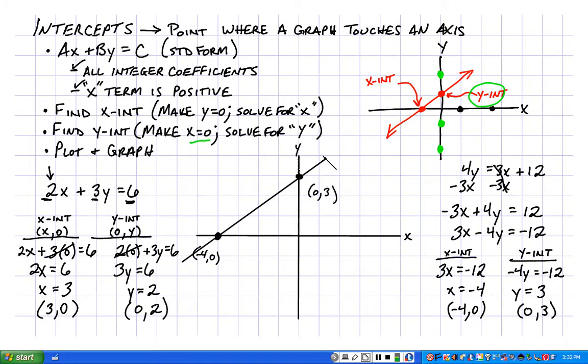Alright, so graph it. There we have it. There's our line, the graph of our equation right there. And there you have it, using intercepts to graph. Now we'll do one more just to make sure you're aware of the different issues you can face with graphing using this method.